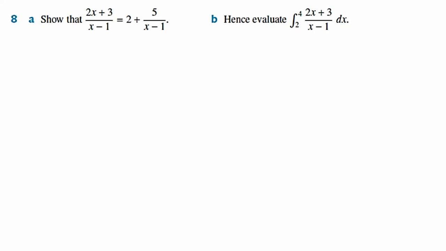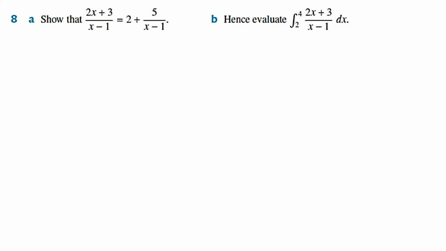So question 4, and if you like, question 8, just in case you forgot how to change (2x plus 3) divided by (x minus 1) into that form. Out of curiosity, anyone remember how to do that? How do I show this equals this? One technique: long division, chapter 4, from last year, cubic division or long division. Literally do 2x plus 3 divided by x minus 1, and you'll get that.